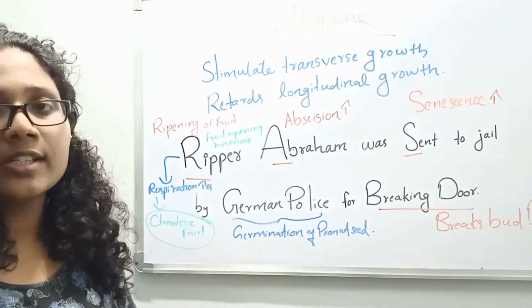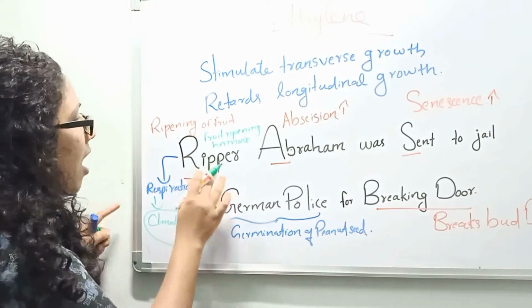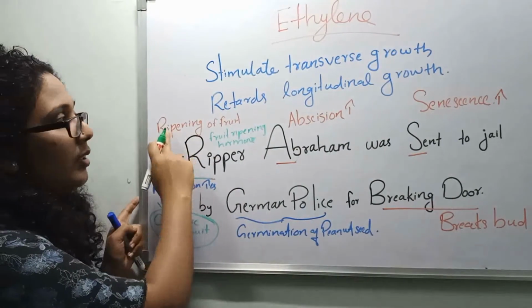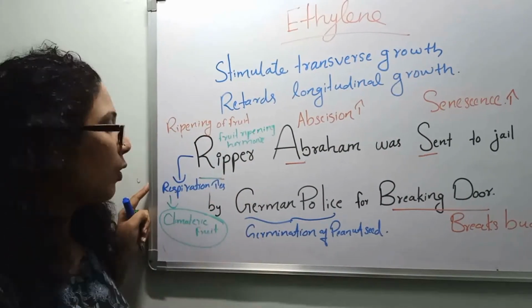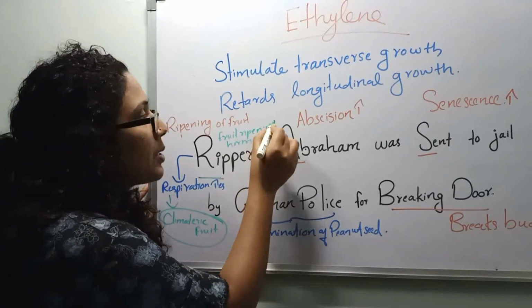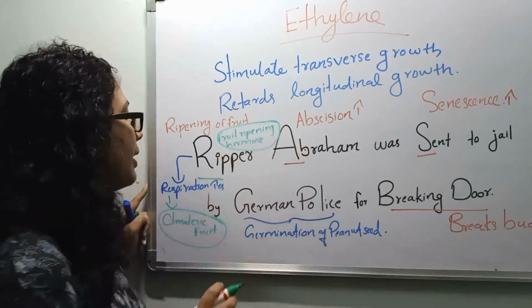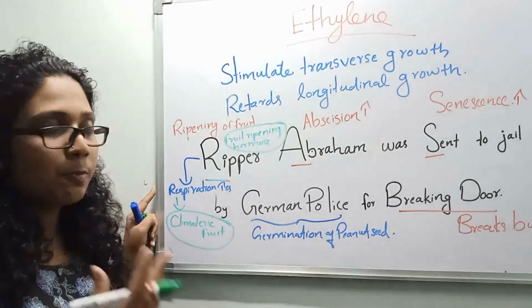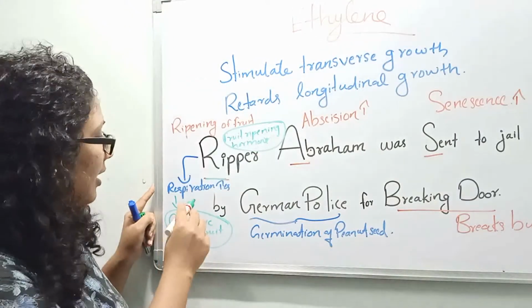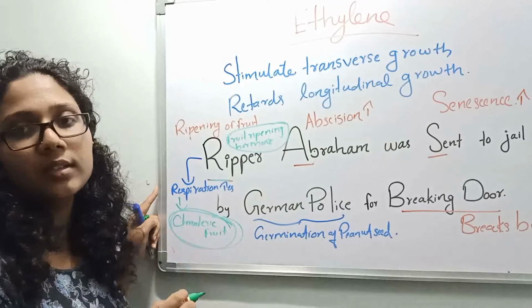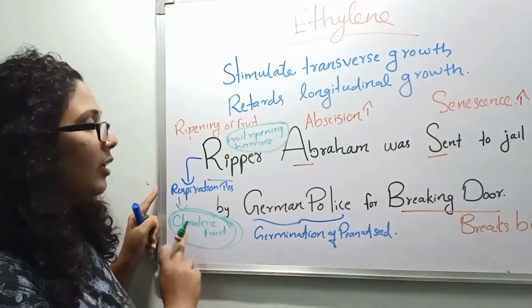Let's check the functions of ethylene one by one. RI is for ripening of fruit. That is, ethylene helps in the ripening of the fruit, so it is also known as the fruit ripening hormone. In some fruits, there is an increase in the rate of respiration during ripening, and that type of fruit is known as climacteric fruit.